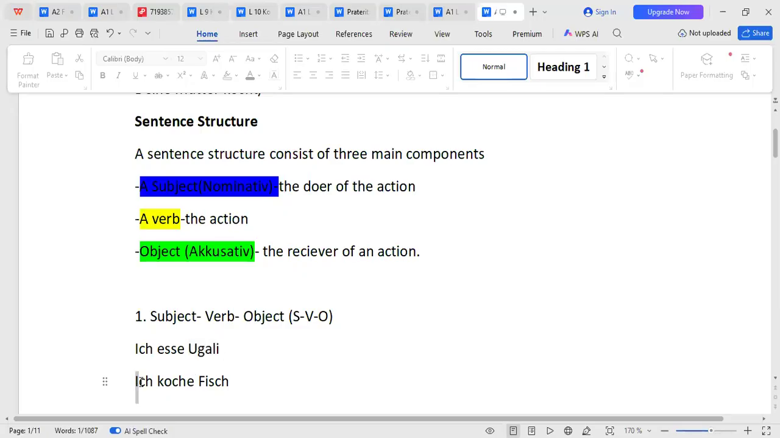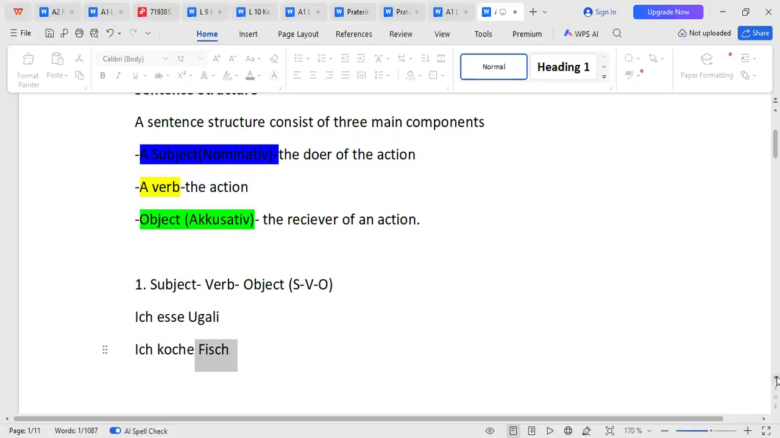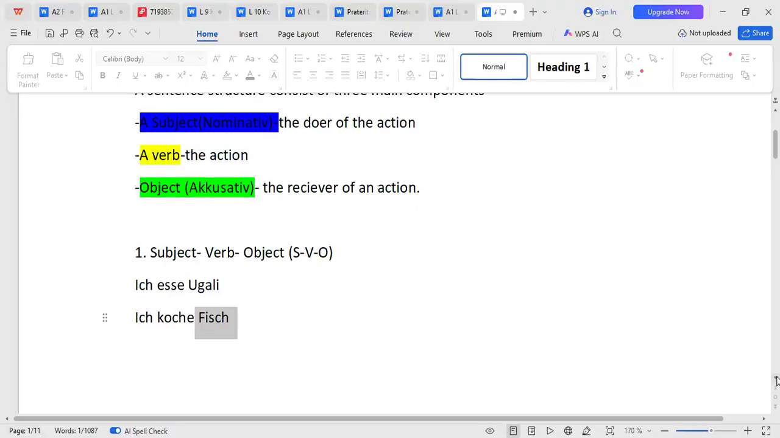Ich, subject. Koche, to cook, is the verb. Fish is the object. The normal sentence, the SVO. We have the SVO. Ich koche fish. Even you can say wir kochen.